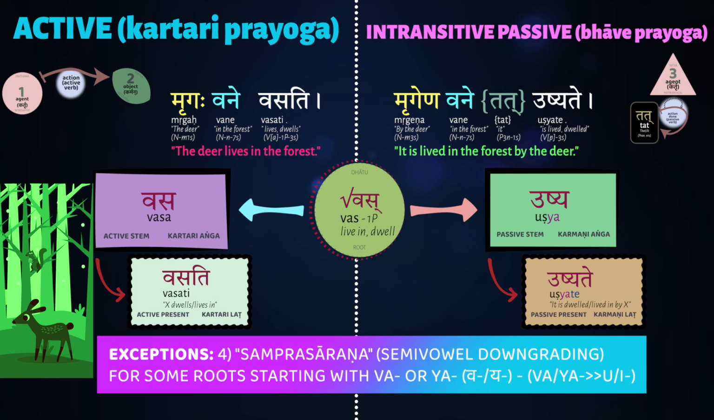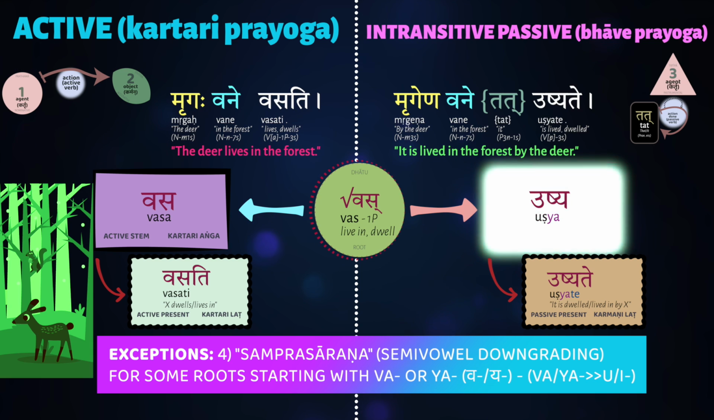Or vas, to live in, to dwell, vasati in the present tense. To form the passive, you reduce vas to ush. Notice the S sandhi rule that's taking effect here because of the U. Then you add the passive marker ya to get ushya.